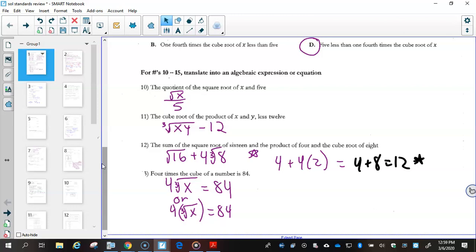Okay. For 12, the square root of 16 plus 4 times the cube root of 8. Now, I went a step further because these were all numbers. So the square root of 16 is 4. The cube root of 8 is 2. 2 times 4 is 8, and you can add them together.